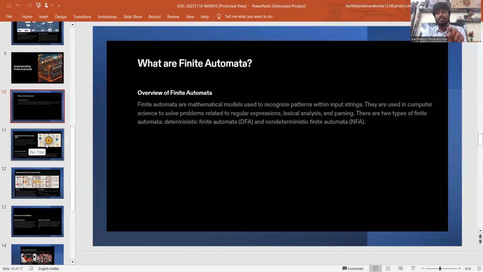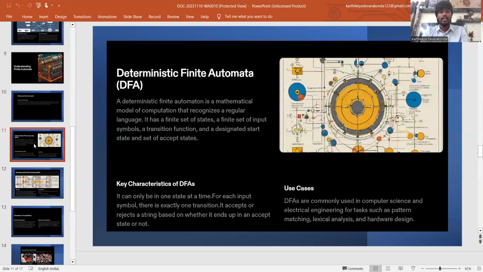DFA is deterministic finite automata. NFA is non-deterministic finite automata. Now we'll discuss the DFA and NFA. DFA, deterministic finite automata. A deterministic finite automaton is a mathematical model of computation that recognizes a regular language. It has a finite set of states, a finite set of input symbols, a transition function, a designated start state, and a set of accept states.